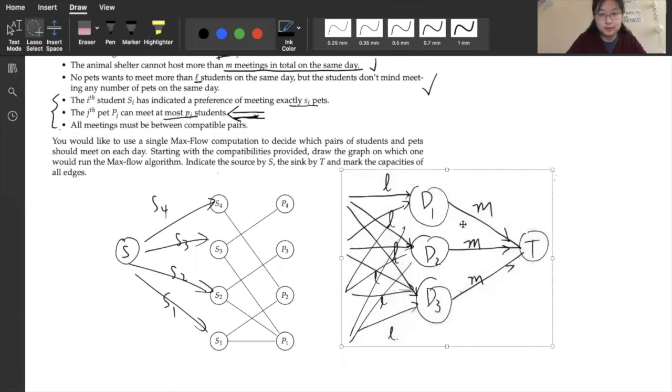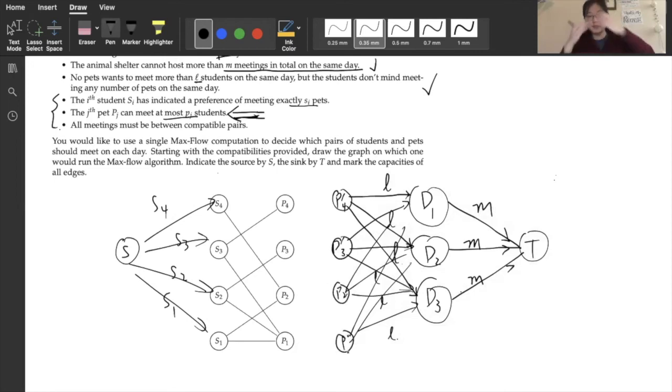I can move everything here and I can just make a duplicate copy of all of my P's. So I make them P primes, P1 prime, P2 prime, P3 prime, P4 prime. And what this means is now I want to constrain how many flow out of each pet. And I can do this by just saying, all right, I'll put these weights here.